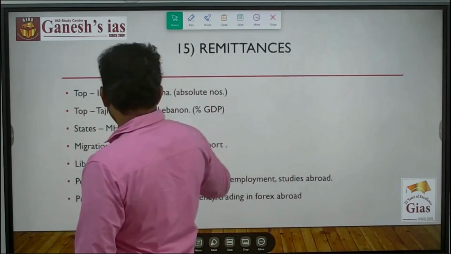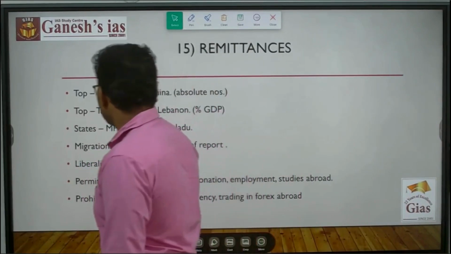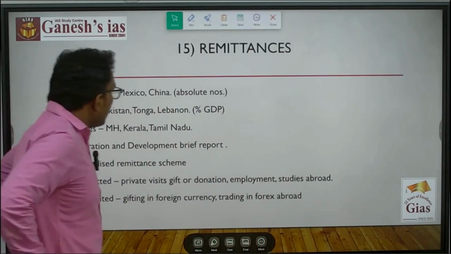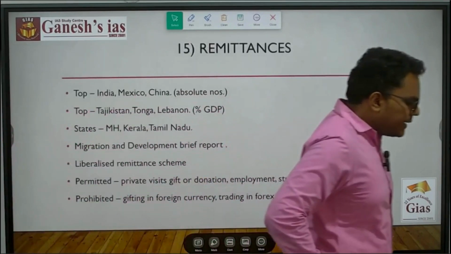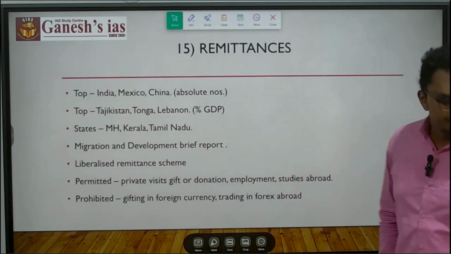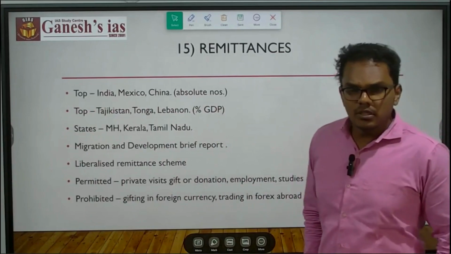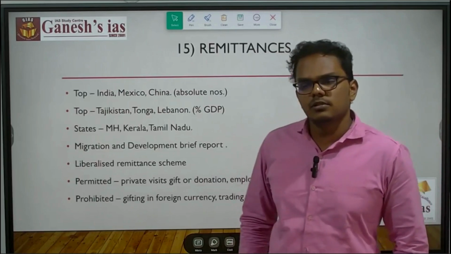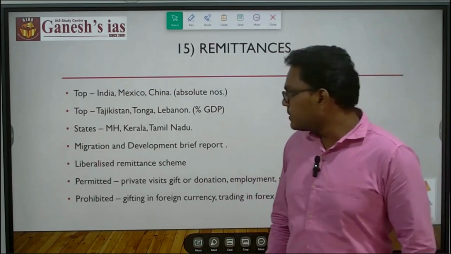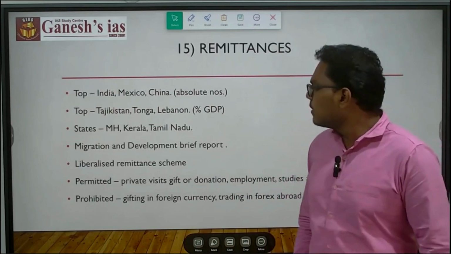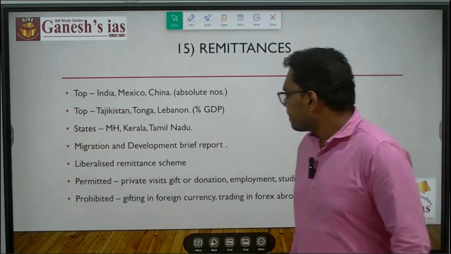Next is your remittances. I think I've given you the list of countries which have the top remittances. Your India, Mexico, and China are the top three countries in terms of absolute numbers for your remittances, and your Tajikistan, Tonga, and Lebanon are the countries which have large remittances in terms of percentage of their GDP. And in India, you have Maharashtra, Kerala, and Tamil Nadu, the top three states with remittances.